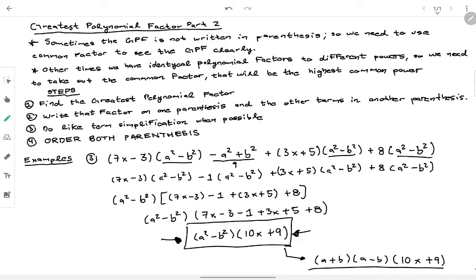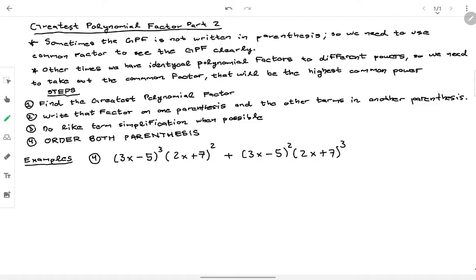Let's see another example. Let's go now with the exercises that have identical polynomial factors, but to different powers. As we talked about, we need to take out the common factor that will be the highest common power. So in this case, from 3x minus 5, the highest common power is the smallest one, 2. So it's going to be 3x minus 5, all of it squared. On the second one, it's going to be 2x plus 7 squared.